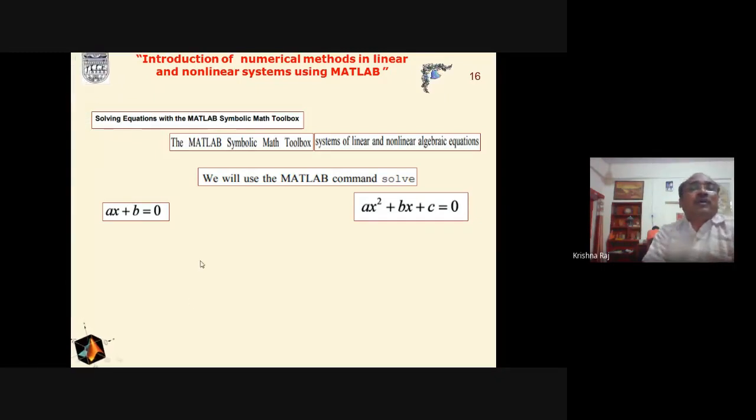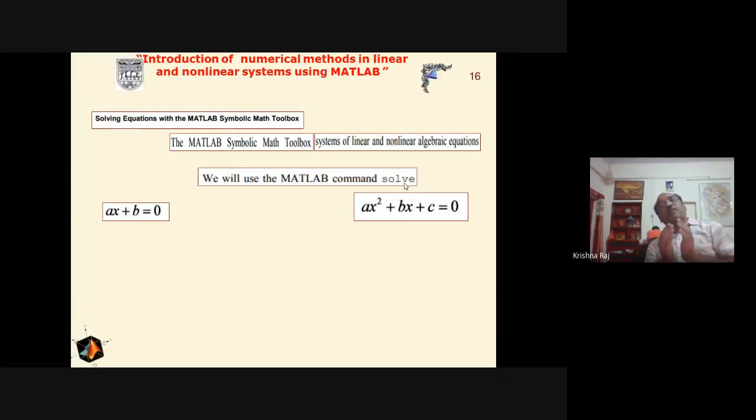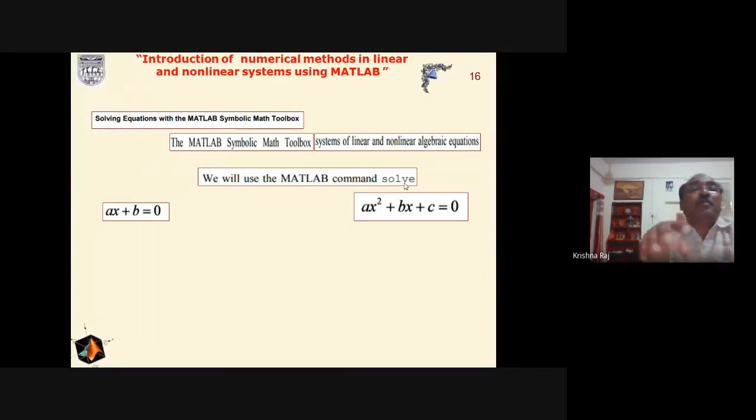So here we will use the MATLAB command solve. One thing is, first of all, we have to know about the commands. Then by the arrangement of the commands, we will describe a particular solution. And then by arranging many commands in a pre-decided manner, that becomes a program that will solve a particular problem, or that will model or simulate a particular system.